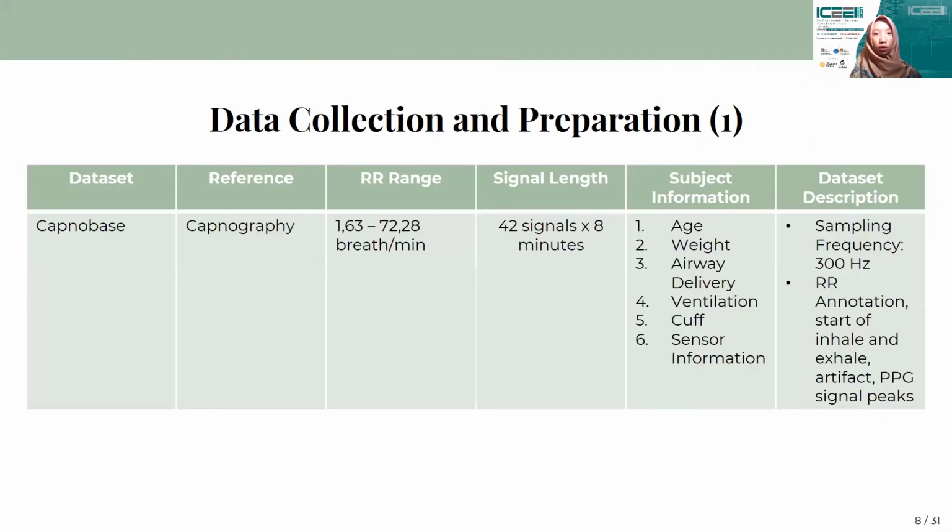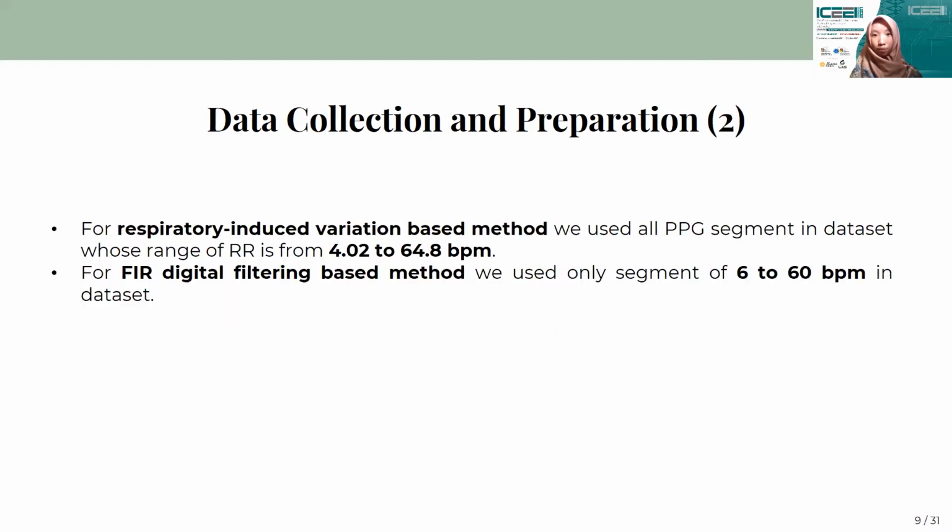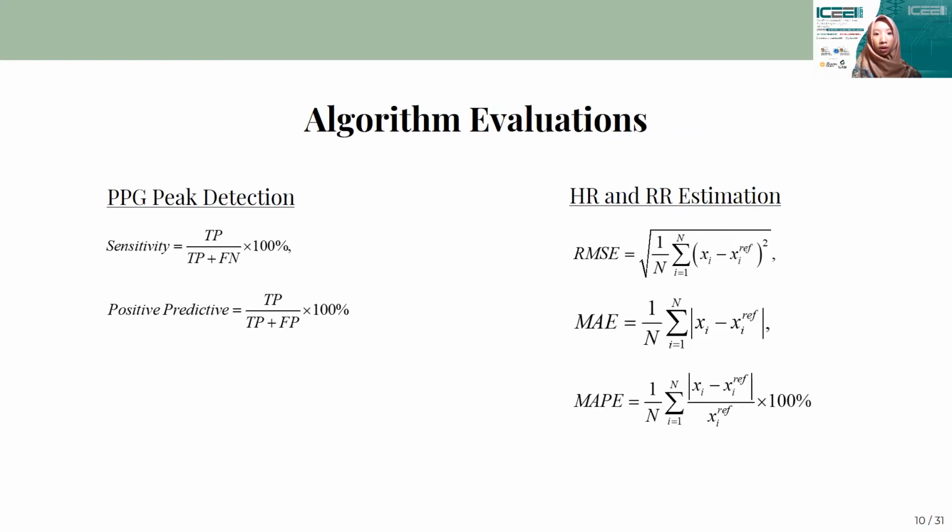The data that we use in our paper is from CapnoBase, which includes 42 PPG signals and capnograph as the reference. We also compare the respiratory-induced variation-based method with FIR digital filtering-based methods. For the first method, we use the PPG with the RR from 4.02 to 64.8 BPM, while for the second we use a 6 to 60 BPM RR range. Here are some parameters that we use to evaluate our algorithms.